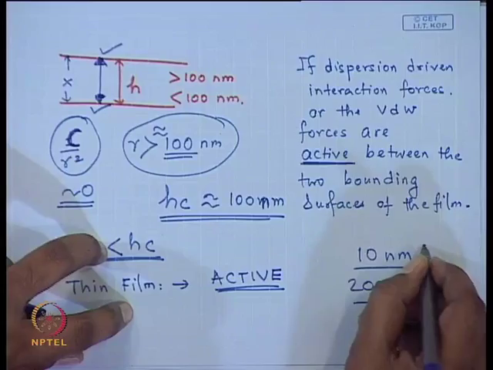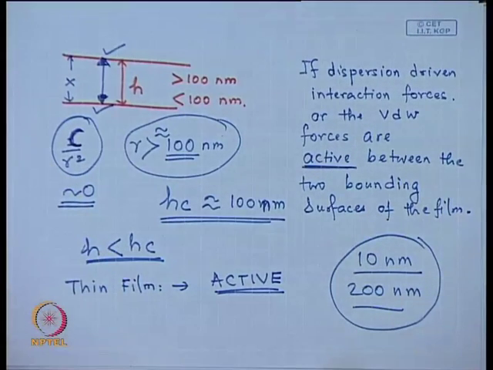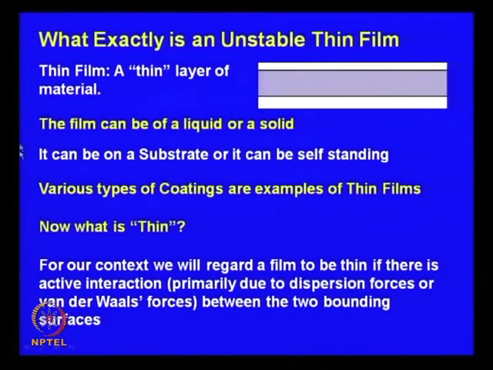So, this is how we will follow the formalism in defining a thin film for our system. Formally, for our context we will regard a film to be thin if there is active interaction, primarily due to dispersion forces or van der Waals forces, between the two bounding surfaces. So, that is very important.